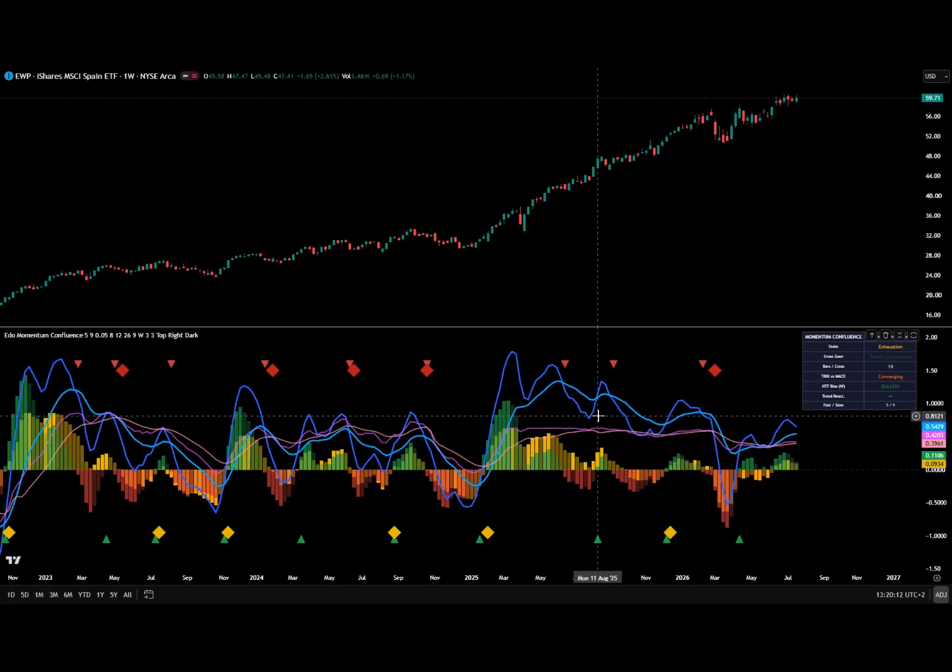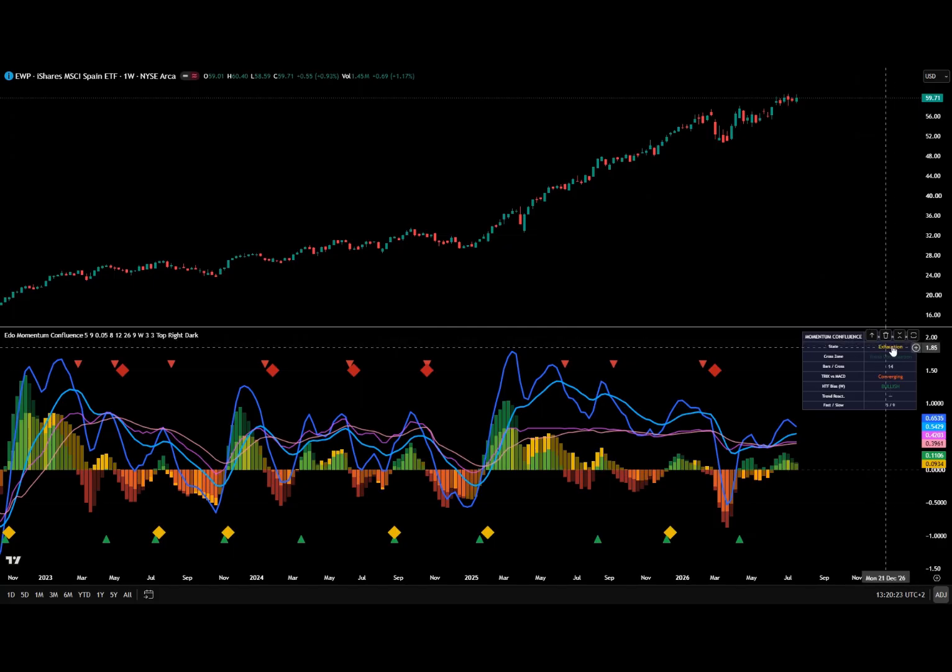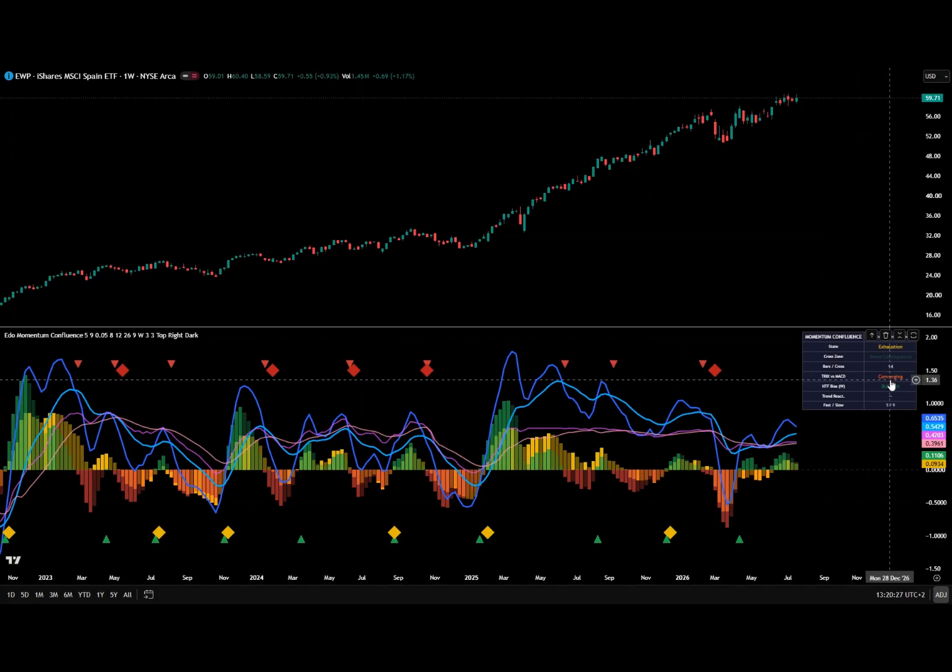To recap. Edo Momentum Confluence does not generate entry signals and does not predict tops or bottoms. It puts 2 momentum engines on one scale, grades every cross, tells you whether they agree, and marks the moments when they turn together. Edo Momentum Confluence is available by invitation only.